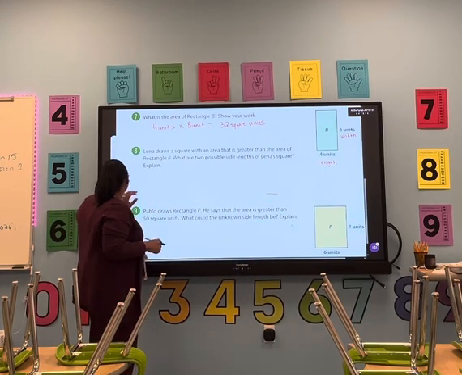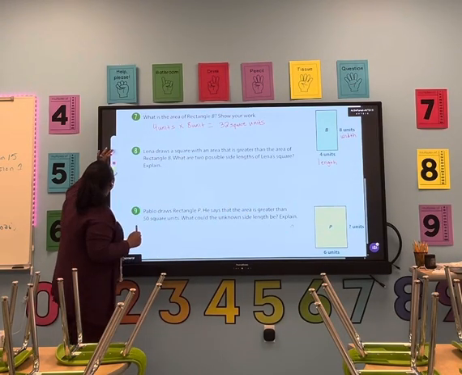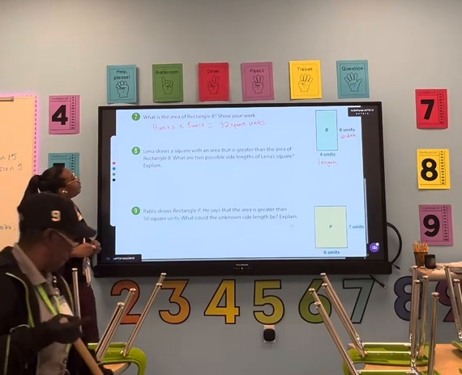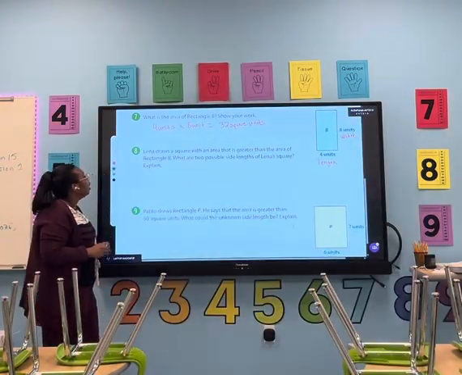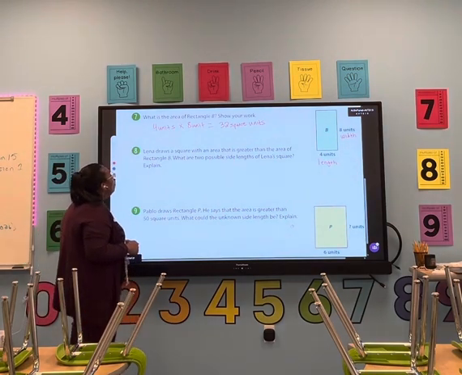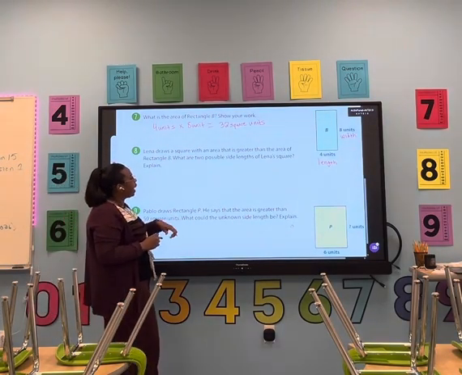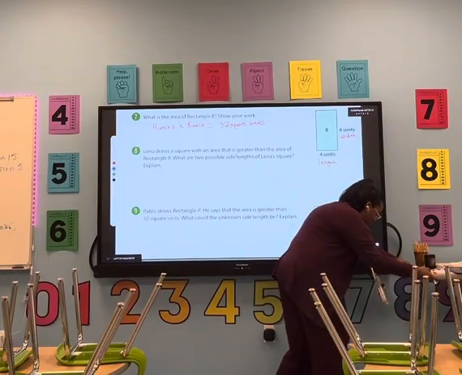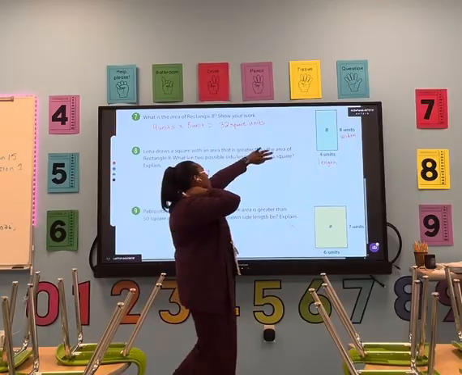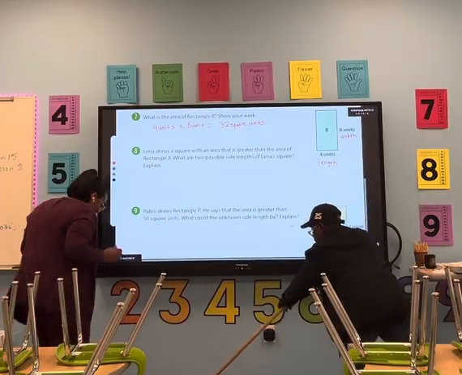Okay, let's go ahead and go to number, let me erase this off of here. We're gonna go to number 8. So number 8 says, Lena draws a square with an area that is greater than the area of rectangle B. Now we really have to start thinking about this. It says, what are 2 possible side lengths of Lena's square? So they want us to go back and look at B. I can move this for you. That's good. You sure? Okay. So I can go back and look at rectangle B. So they want me to have an area that is going to be greater.